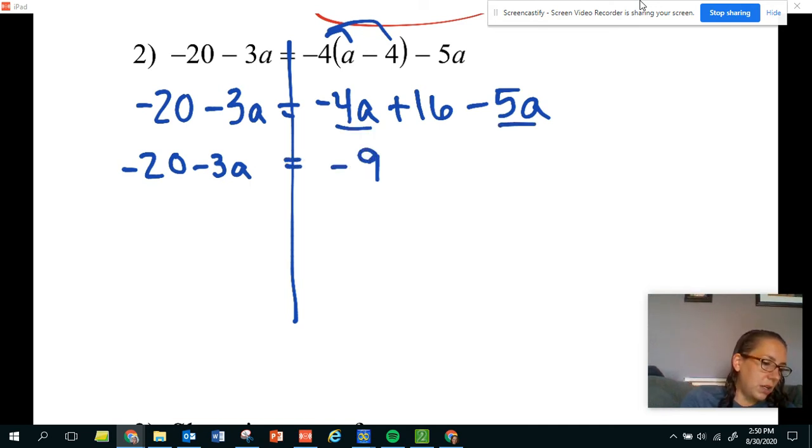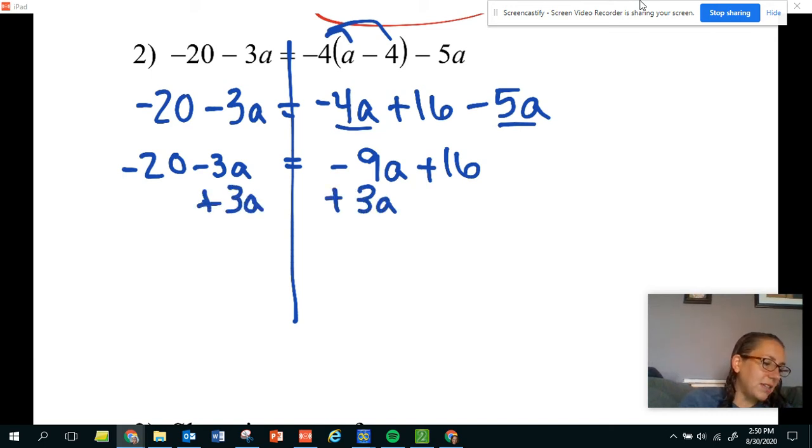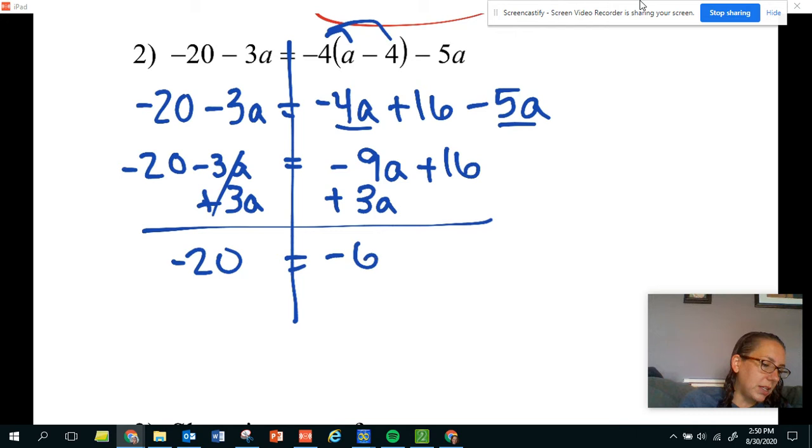Okay. So I'm going to combine these two guys. So I'll get -9a plus 16. So what I want to do is I want to get the variables on the same side as each other and the numbers on the same side of it as each other, but like opposite sides. So I'm going to move my variables. Well, let's just move them to the right just because. Okay, so I'm going to add 3a because reminder, like it does not matter which way you go. It really doesn't. And then I'll get -6a plus 16.